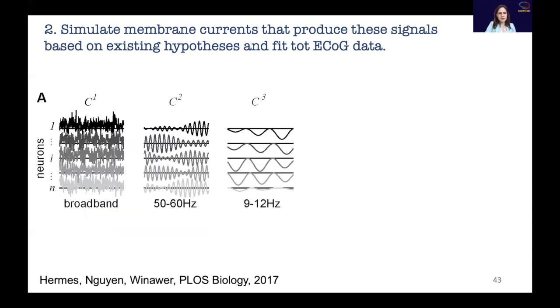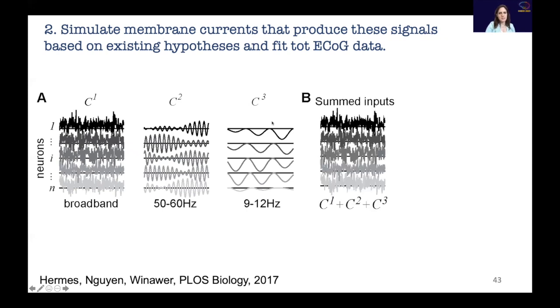And so we simulated a population of N neurons that receive 3 different inputs. Every neuron in cortex has about 1,000 synapses, so it's likely that there are many different types of input arriving at every single neuron. Here we have a broadband input that is random, asynchronous across neurons, and has a small offset. A narrowband signal between 50 and 60 hertz that is synchronous between the neurons. And an alpha oscillation between 9 and 12 hertz that is asymmetric, pushing the membrane potential back to baseline.